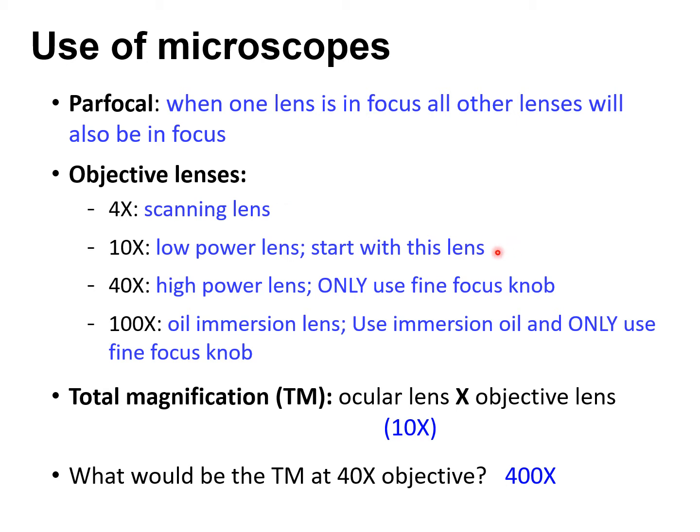The total magnification, if you're using the 10x, it's going to be 100. Total magnification for your high power lens is 400. Total magnification for the oil immersion lens would be 1000. Because again, you're going to multiply the 10 by 100. So the total magnification for the oil immersion lens is 1000.